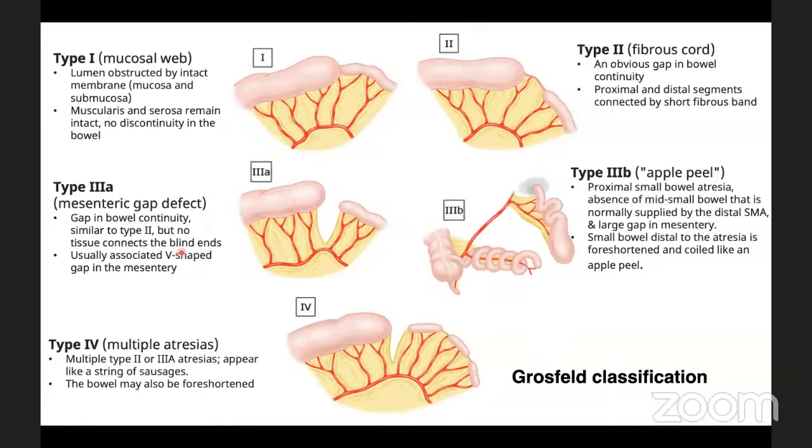And type 3 is further divided into two parts. One is when there is complete separation with a V-shaped mesenteric defect. And type 3B is the apple peel deformity, when there are two different segments with complete atresia of the proximal segment, but both have blood supply, and there is a peel, like you can see the apple peel; that is the word given to it. And type 4 is when there are multiple atresias like this in the segment, connected by a fibrous cord.